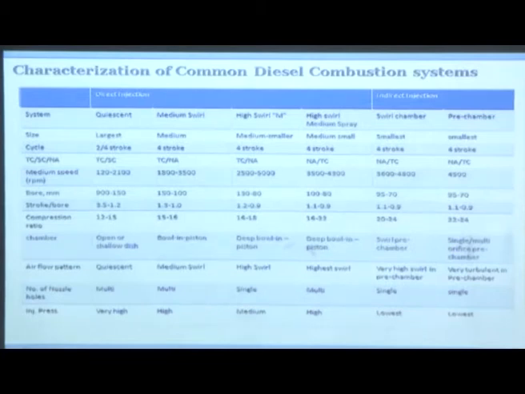Nozzle holes, both of these have single hole nozzles, and the operating injection pressure is very low. How low? It could be like 200 to 400, 450 bar. So these types of engines have very low injection pressure. Why? Because it's okay if the droplets are large, we will mix it with air motion. Simple.